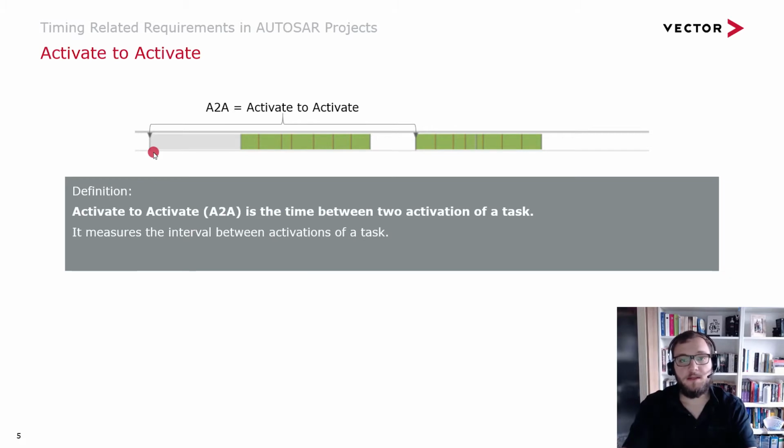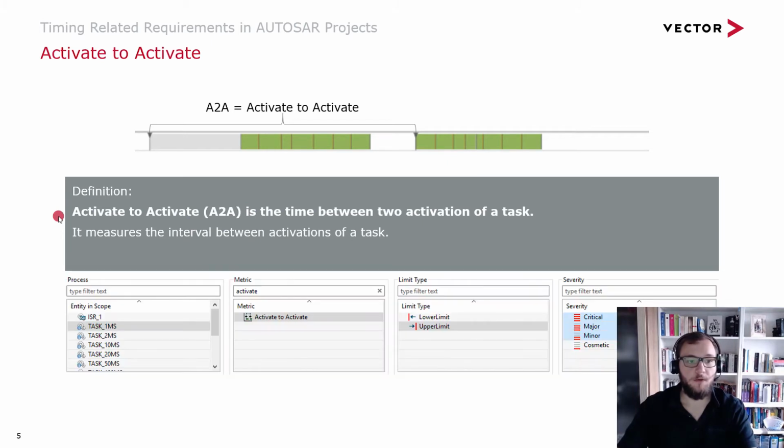If you want to use this metric as a requirement for your projects in order to ensure that your tasks are getting activated within the period that you want them to be activated in, you will first of all need to go to the requirement section in the TA tool suite, and there you will find a requirements editor that looks like this. In the first step, you will need to select for which task you want to create the requirement. Then you get to select the metric. In this case, it's the activate to activate time.